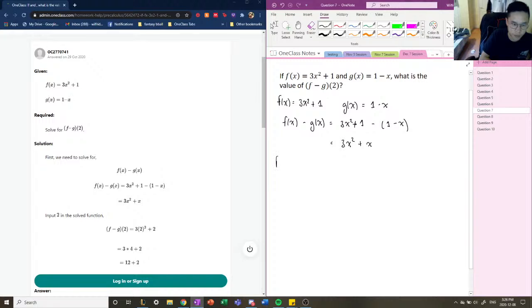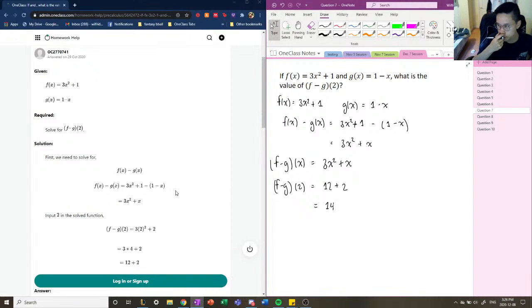So now that we have f minus g of x, which is 3x squared plus x, we're going to plug in 2 here. So f minus g of 2 equals 4 times 3 equals 12 plus 2, which is equal to 14.